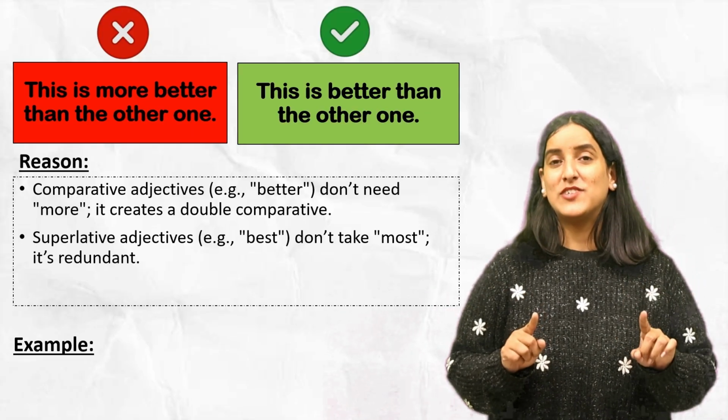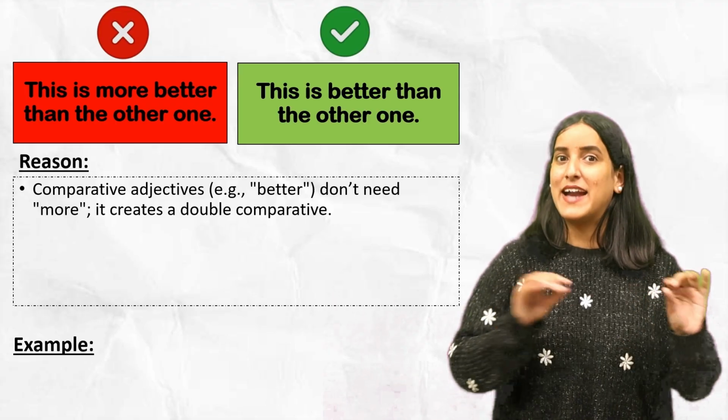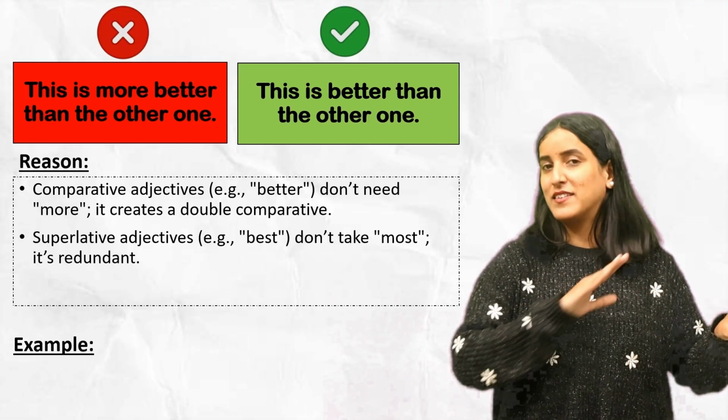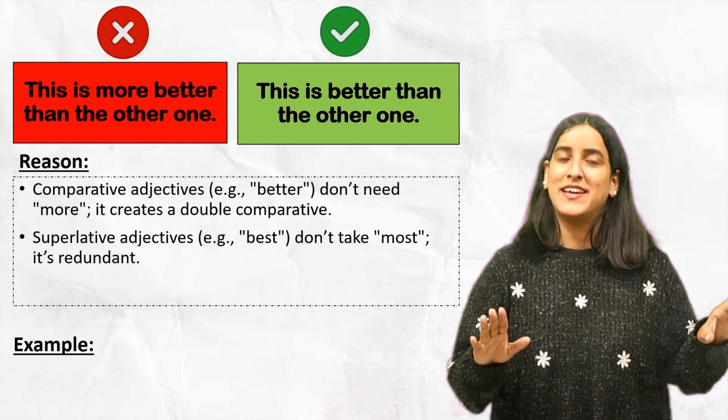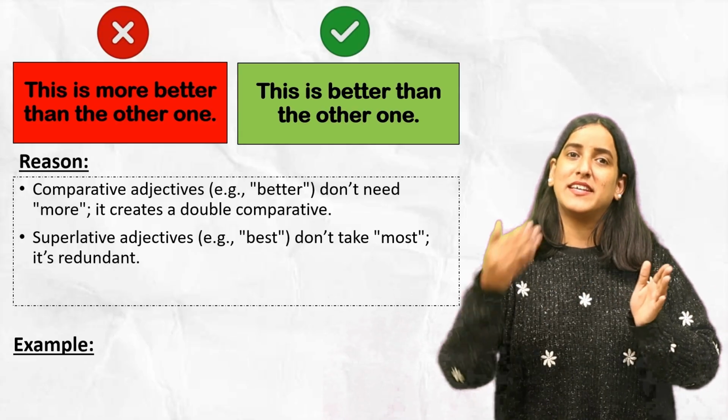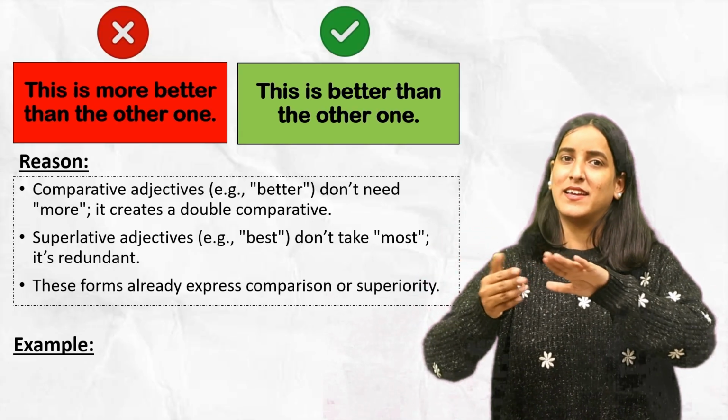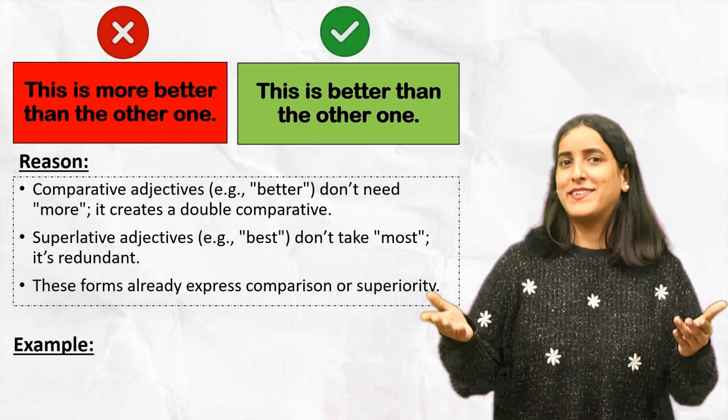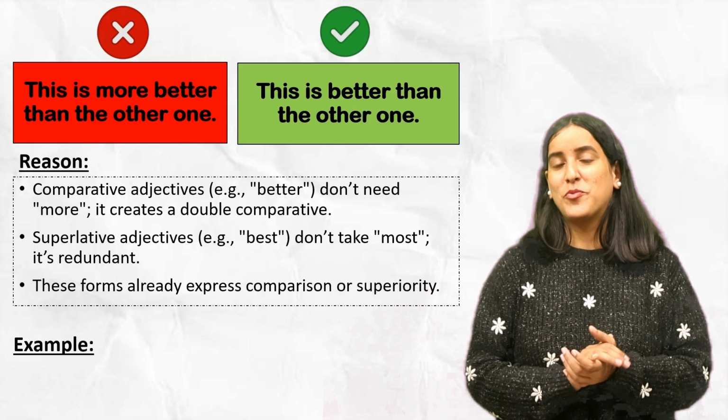Similarly, for superlative adjectives like best or worst, adding most is redundant and meaningless and completely incorrect, right? We've already expressed it. It's best. More best is nothing. It's better. More better is nothing. Okay? So I hope you're able to understand.